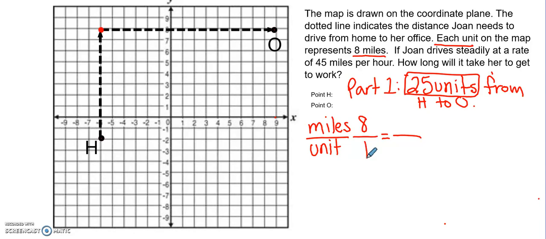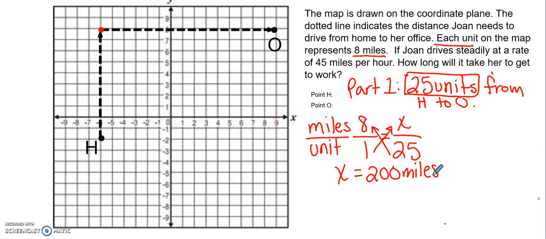The next piece of information that I know is she went 25 units. So the top number is going to be X. This is part 2. Now in order to solve that, I always solve proportions by cross multiplying. X is equal to 200 miles. I know that she travels 200 miles to work.